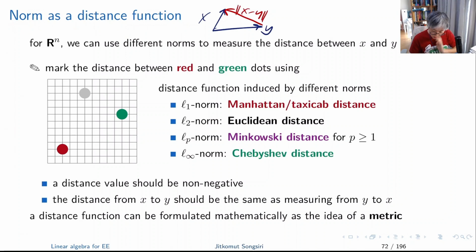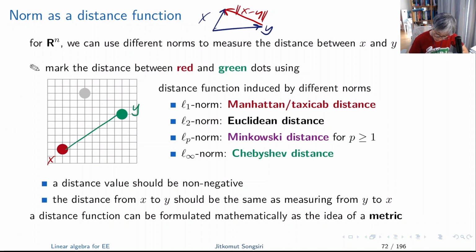So let me illustrate with this plot. Suppose you have 2 points on the plane, the red and the green. All right. So you can represent these red and green points by a vector. If we use the two norm, of course, you use Euclidean distance, right? So you measure this side, okay? Suppose this is vector x, this is vector y, right? And this is vector y minus x.